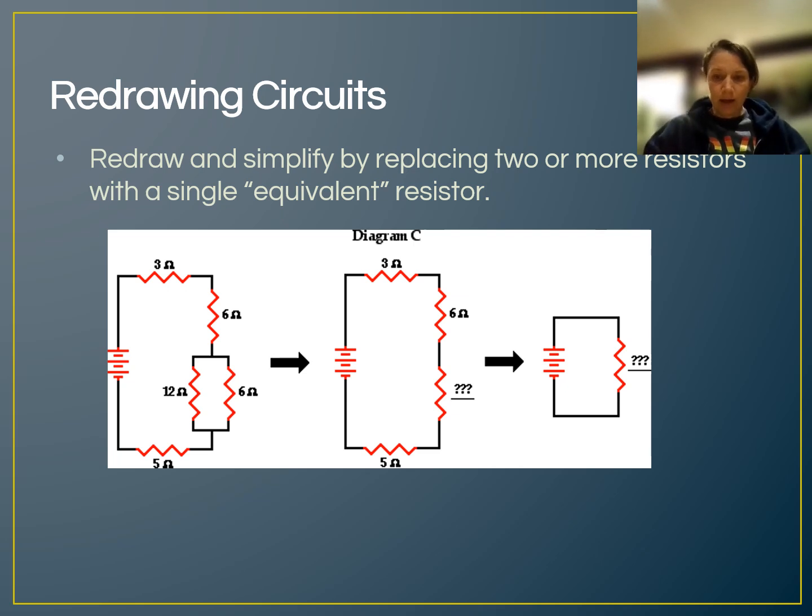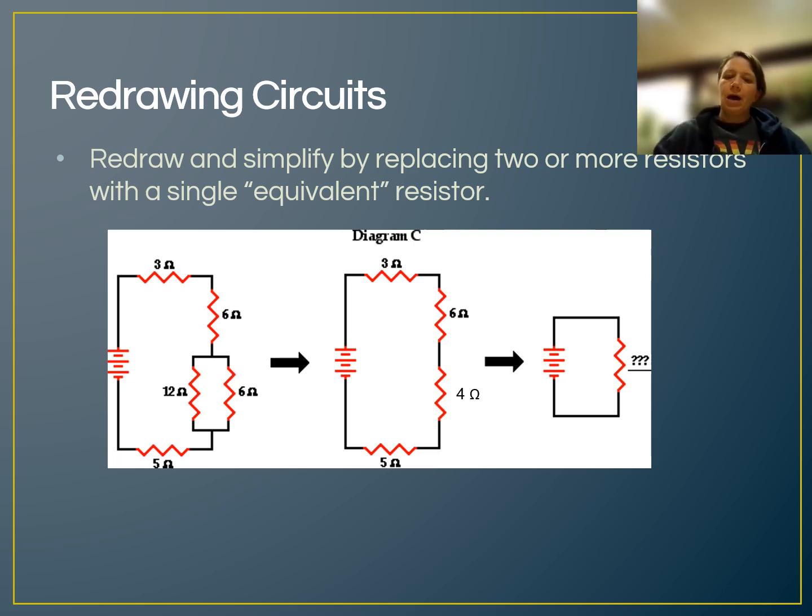We have a complicated circuit on the left, one of those complex circuits. I'm going to redraw this twice. In the first redrawing, I'm going to replace the parallel portion of that circuit. We had a 12 ohm and a 6 ohm resistor in parallel. If you use your equation, 1 over 12 plus 1 over 6 equals 1 over 4, and then you take the reciprocal. So we could imagine pulling out those two resistors and replacing them with one resistor that is a 4 ohm resistor. Now we have a circuit that's all series.